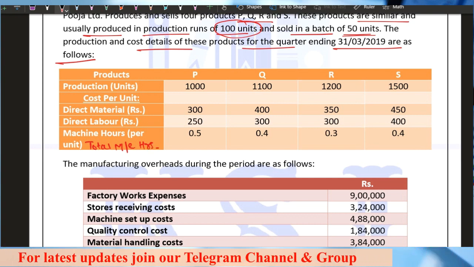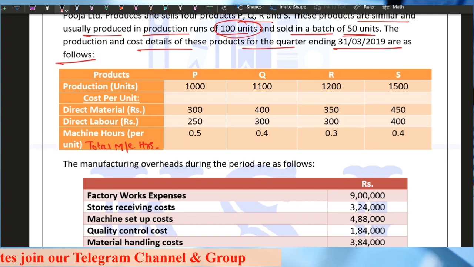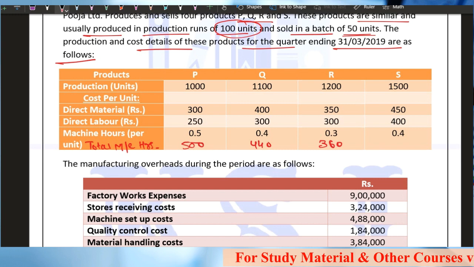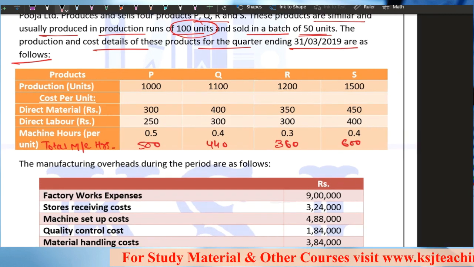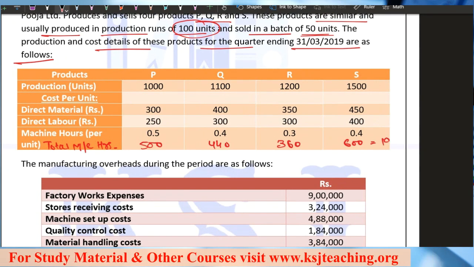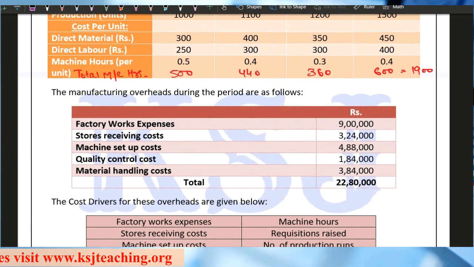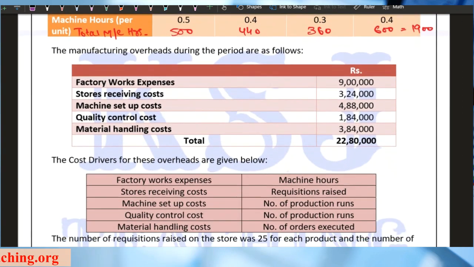Per unit, 0.5 is the machine hour. How many units have you produced? 1000. So the total machine hours attributable to P are 500. Any doubt? 440, 360 and 600. So the total machine hours are 1900. Clear, sir? Let's see. The manufacturing overheads incurred during the period are as follows.